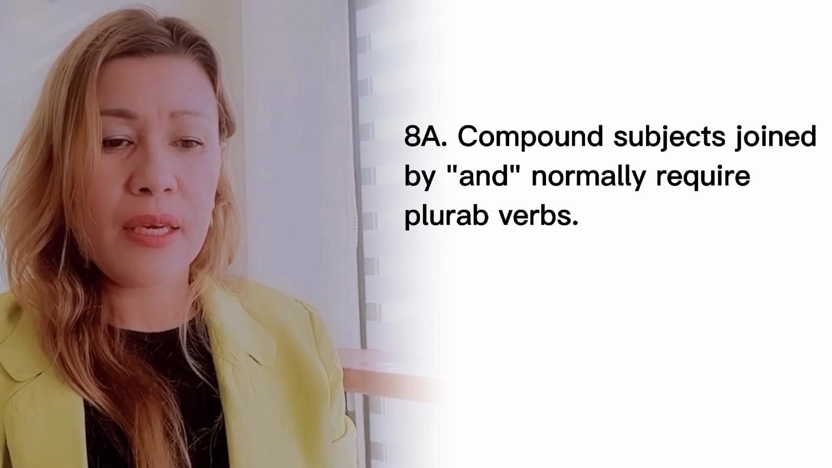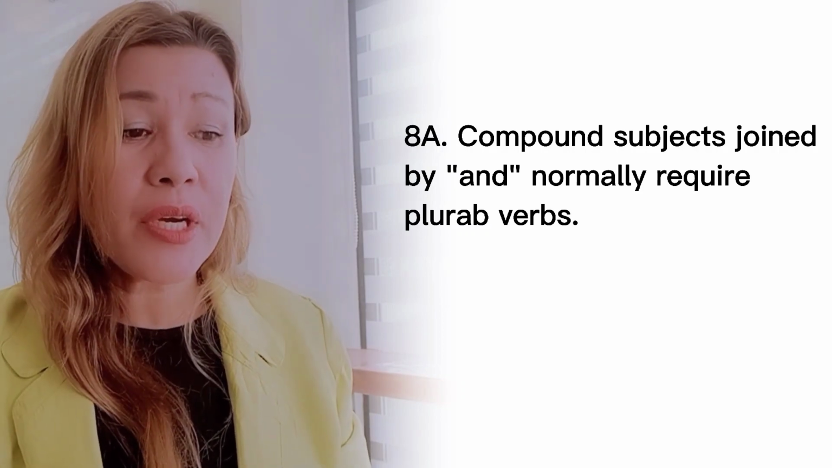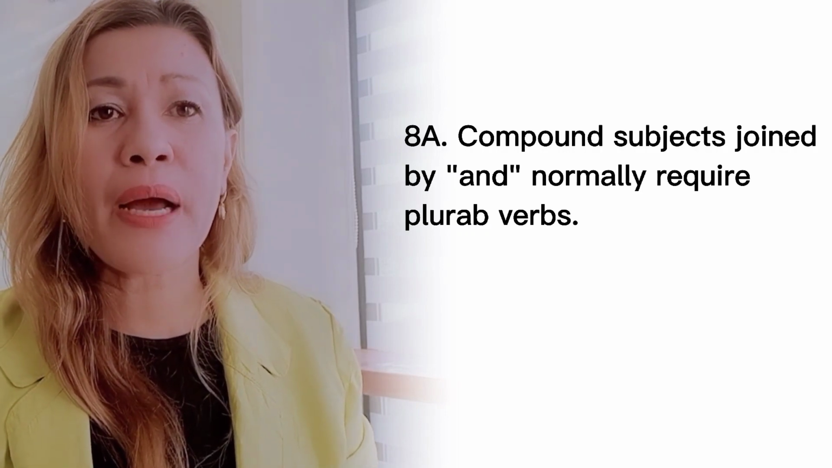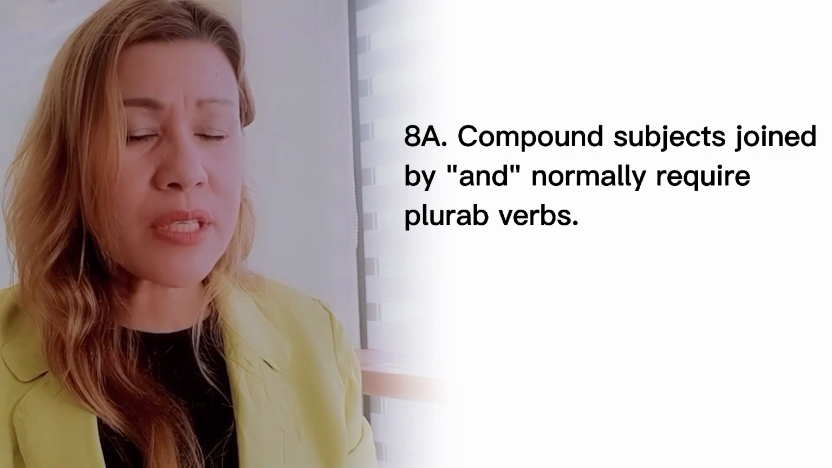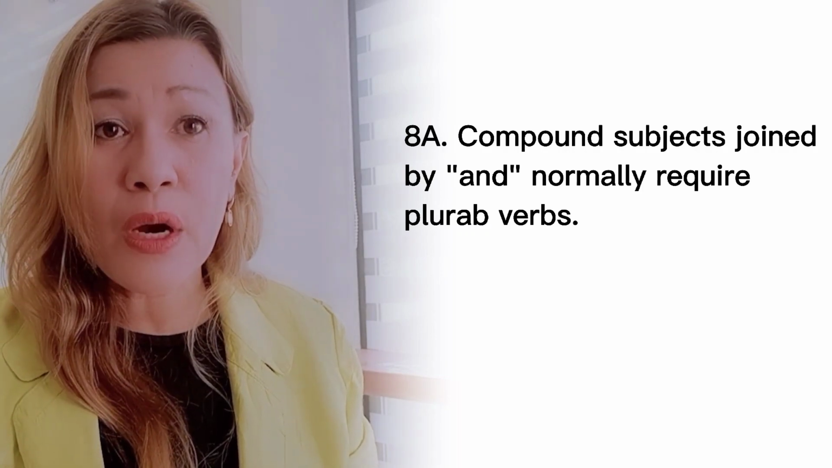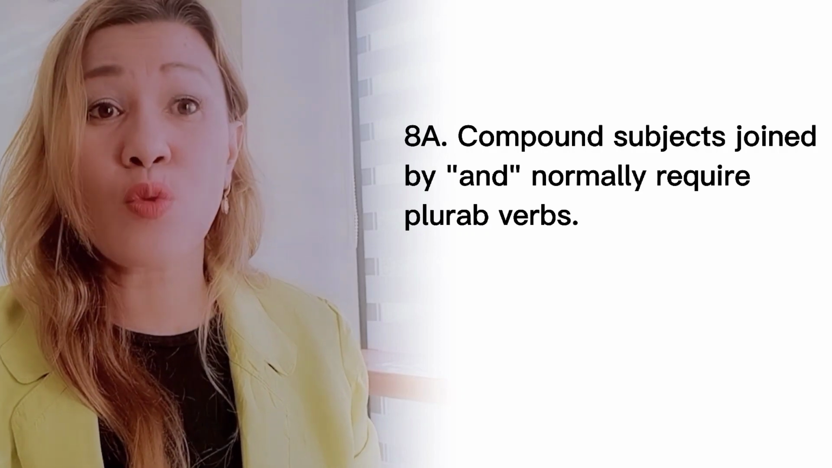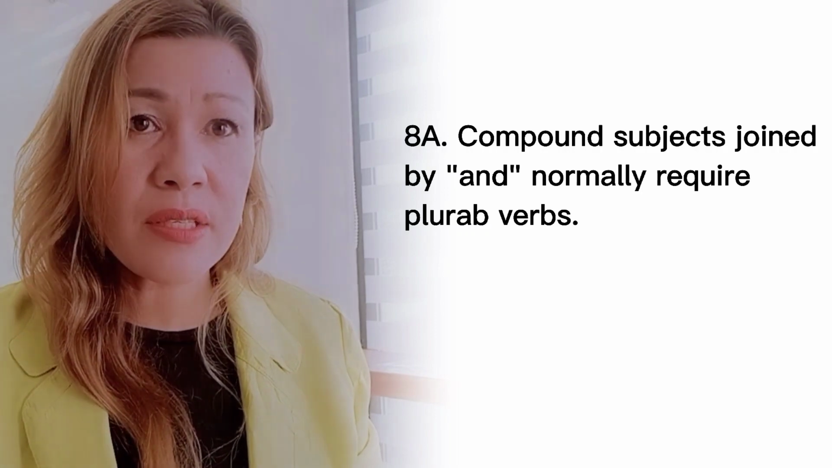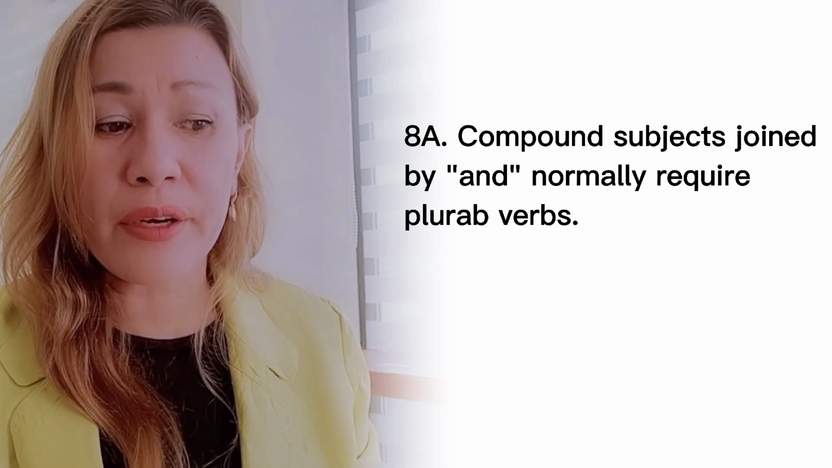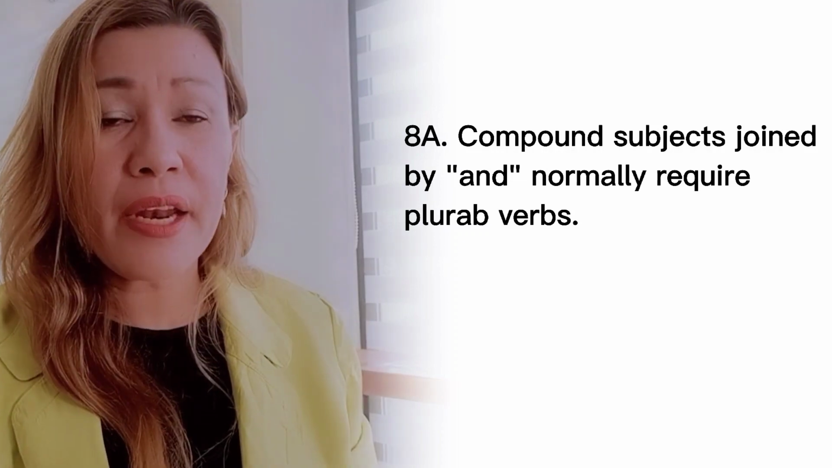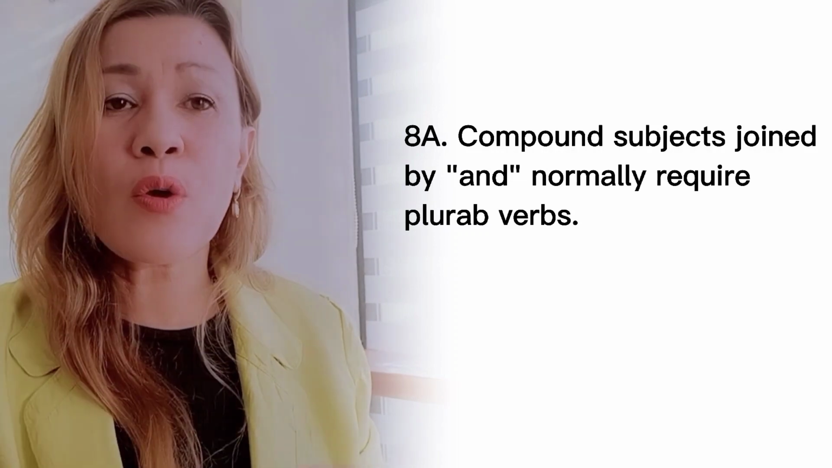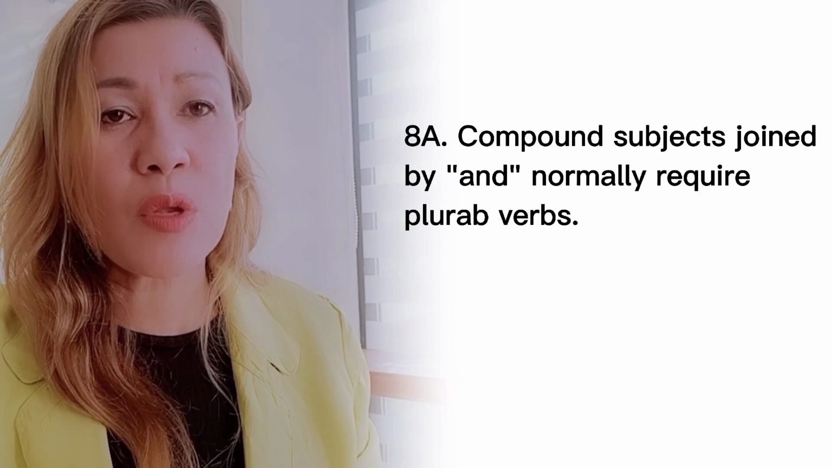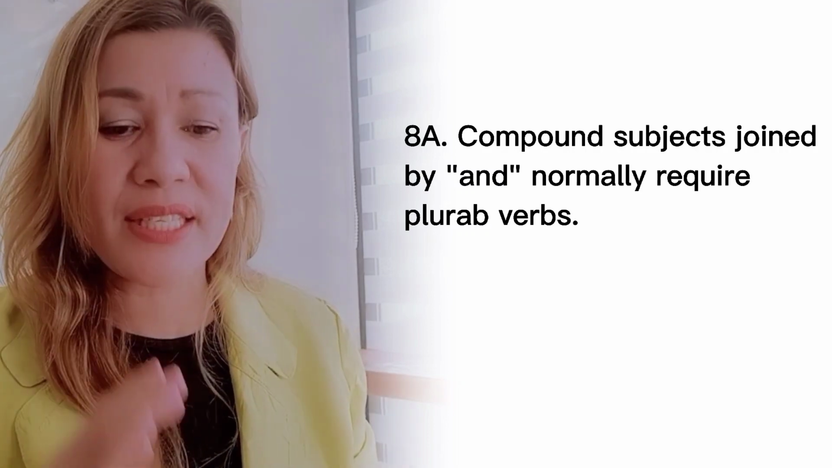We are now on the 8th rule. Okay, 8A. Compound subjects joined by and normally require plural verbs. First of all, what do we mean by compounds? When we say compound subjects, we mean that there are 2 or more subjects, not just one. So, if you have 2 or more subjects joined by the conjunction and, then those subjects will be requiring a plural verb.